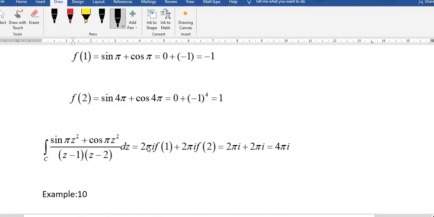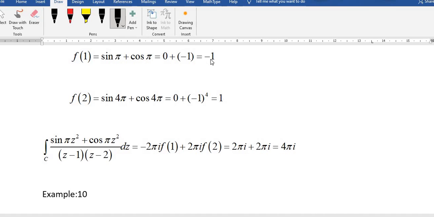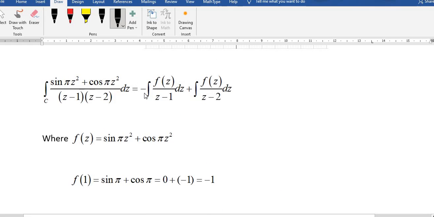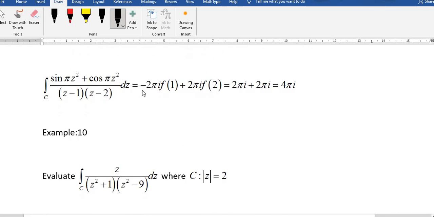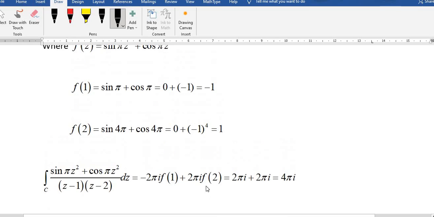That's why I am going to get 2 pi I f of 1 plus 2 pi I f of 2. F of 1 value is minus 1. F of 2 value is 1. Observe here, we have already one minus here. So minus 2 pi I f of 1 plus 2 pi I into f of 2 is 1. So minus 1 into minus 2 pi I is 2 pi I. 2 pi I into 1 is 2 pi I. So we are going to get 4 pi I.